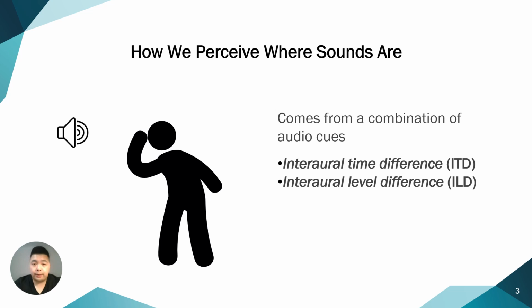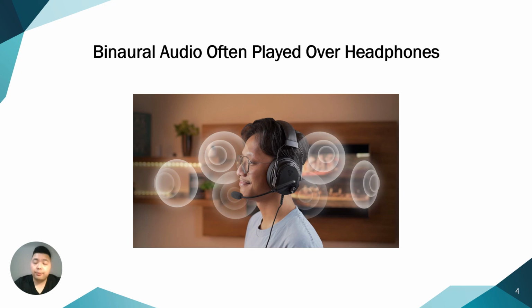How we perceive where sound comes from in the physical world comes from a combination of two primary auditory cues. The first is interaural time difference, which is the difference in time between a sound reaching one ear and the other. And the second is interaural level difference, which is the difference in sound pressure or level that reaches each ear.